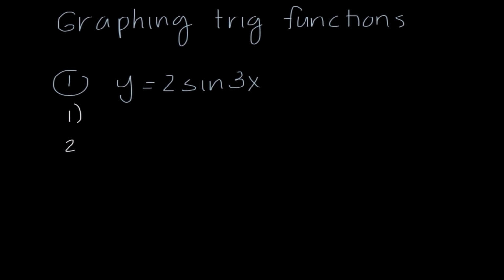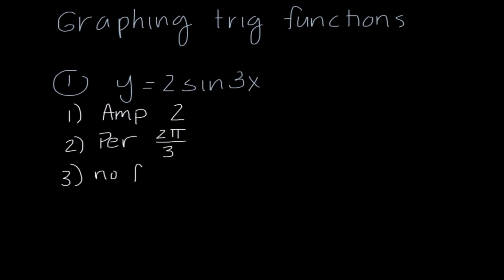So remember, we need to know these characteristics. So I have y equals 2 sine 3x. Our first characteristic is the amplitude, and remember the amplitude is always the absolute value of this coefficient, which means it's always positive. Our second thing that we need to find is the period, and the way we find the period is 2 pi divided by our b value, so in this case that is 3. Lastly, this one is no flip because I know that 2 is positive.